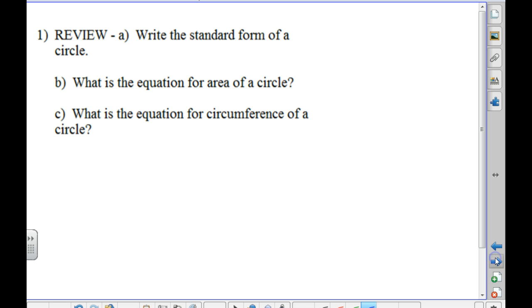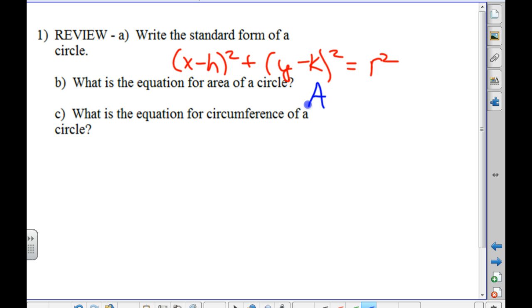Everybody ready? Okay, so the standard form of a circle, what are we going to write? We just saw it on the last slide. There we go. Done. Equals? All right, good job. And great review for tomorrow. Area of a circle? Okay. Remember, area is square units, so it's the one with a squared.